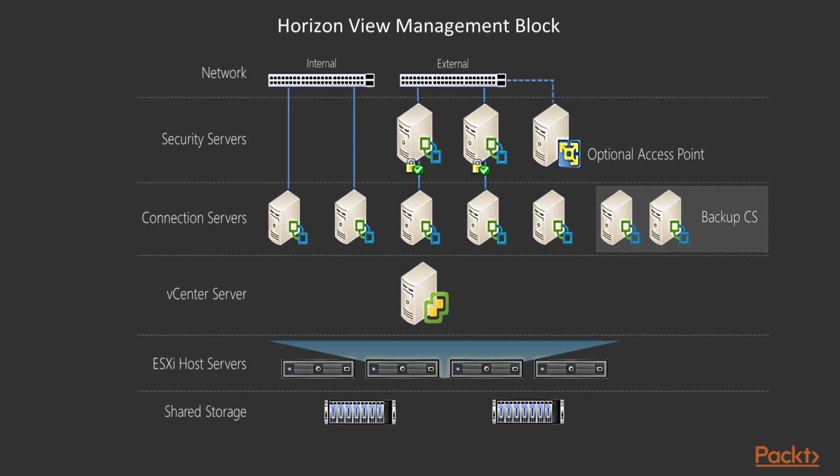As with the desktop block, the management block will have its own ESXi host servers, vCenter servers, storage and networking. The vCenter server in the management block is a different instance used to manage the infrastructure components. Due to the different workload profiles, you would not use this vCenter server to manage the virtual desktop machines. The other components in the management block are the ESXi servers, networking and storage.